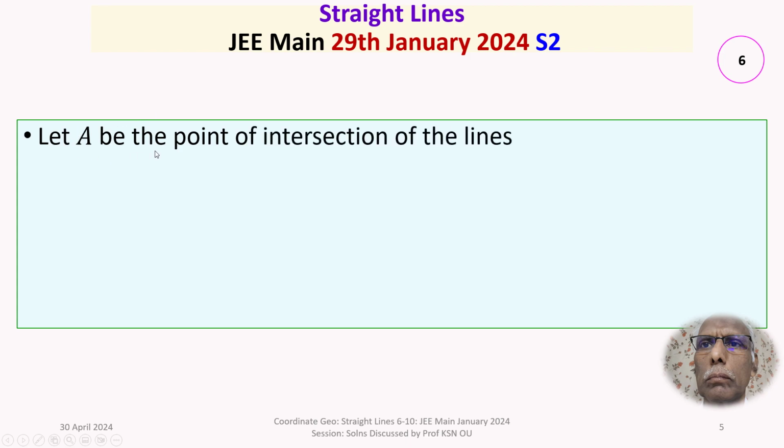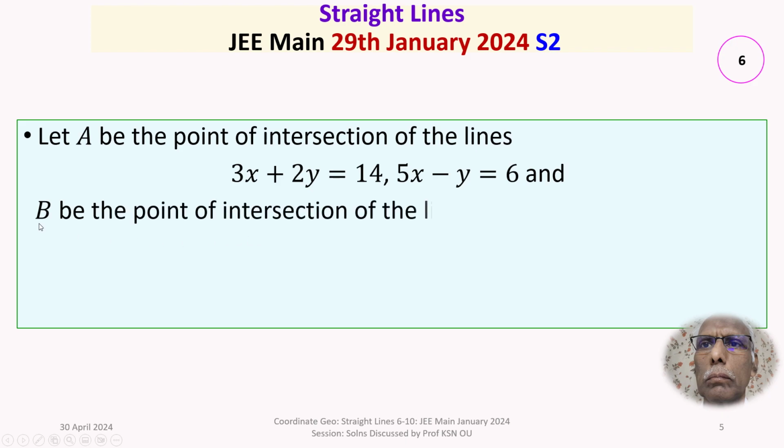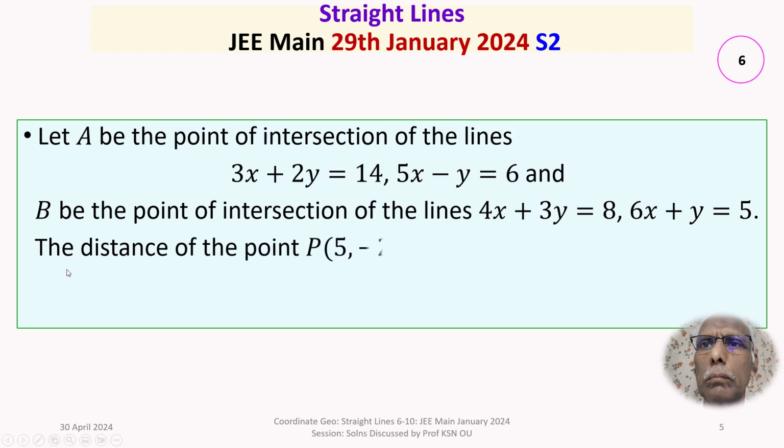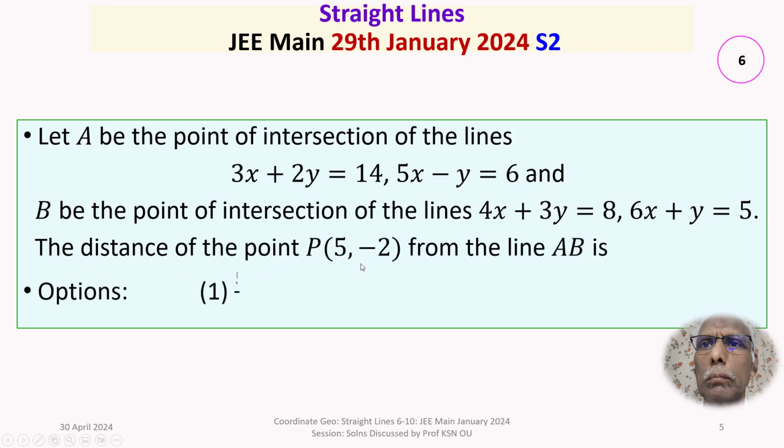Let capital A be the point of intersection of the lines 3x plus 2y is equal to 14, 5x minus y is equal to 6, and capital B is the point of intersection of the lines 4x plus 3y is equal to 8 and 6x plus y is equal to 5. The distance of the point P with coordinates 5, minus 2 from the line AB is, we are given 4 options.